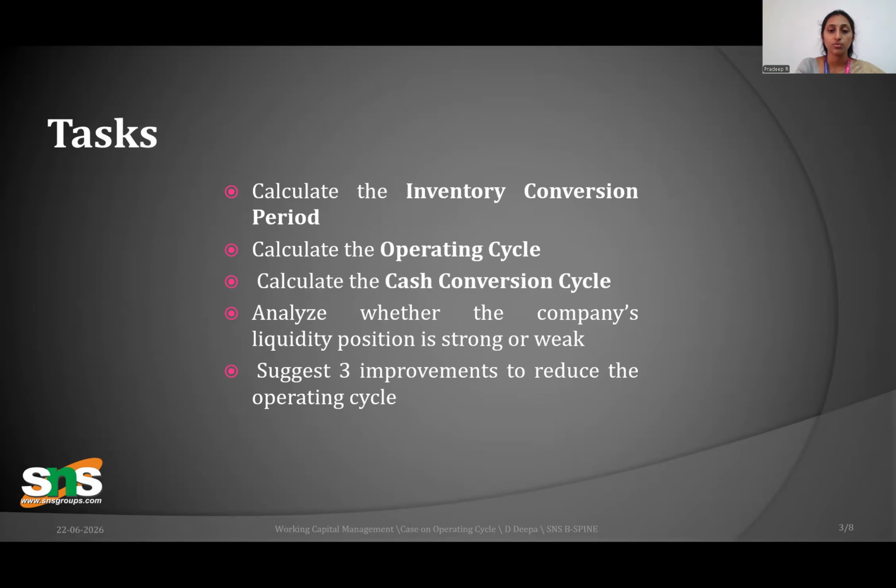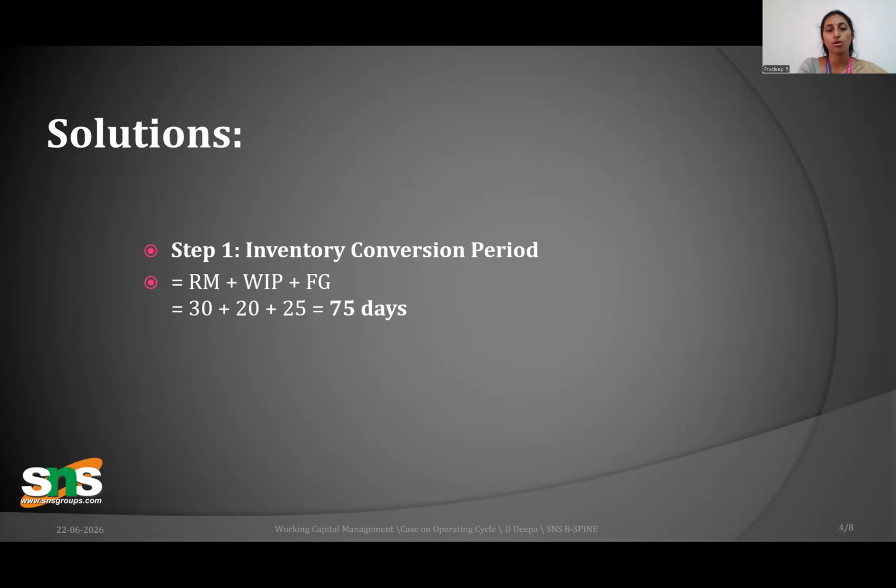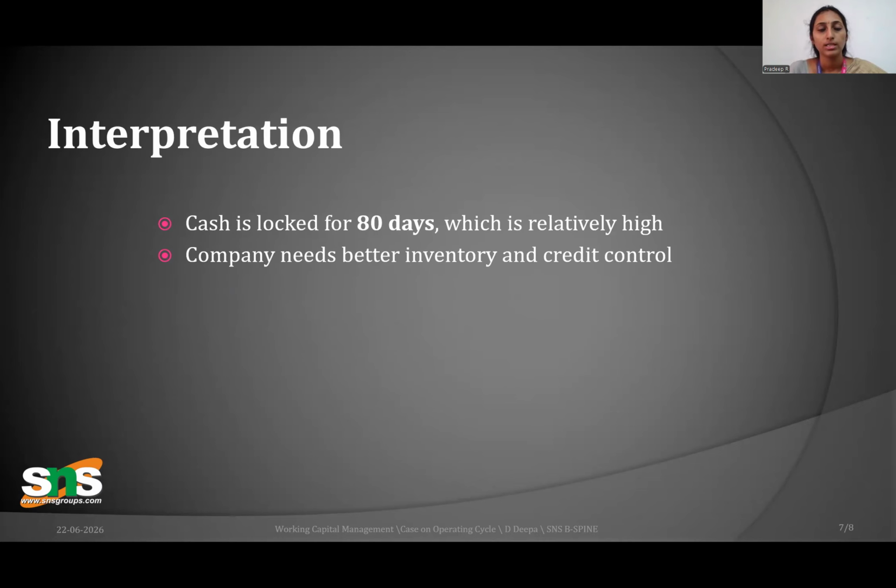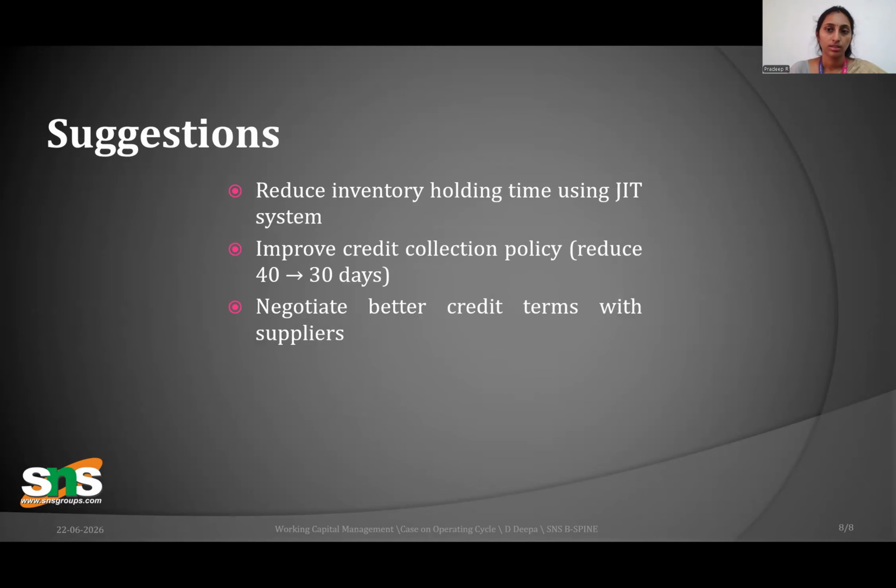See the next question: whether the company's liquidity position is strong or weak. Cash is locked for around 80 days, which is relatively high. The company needs better inventory and credit control. With your cash literally locked for 80 days, you're not on the safer side. It literally indicates that. So you need better inventory management and better credit control. That is a suggestion you can make.